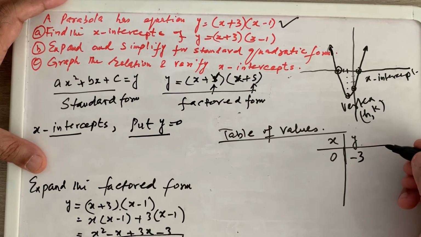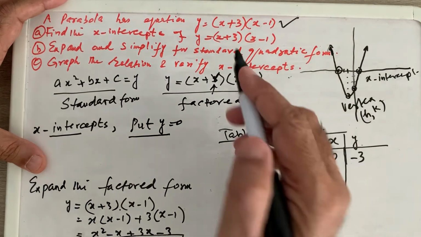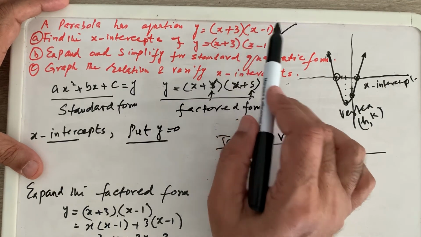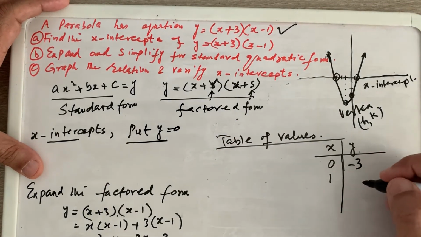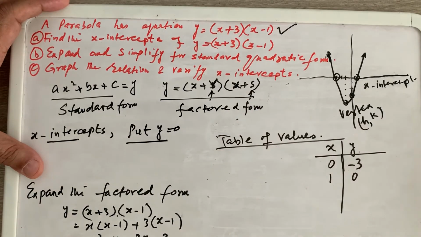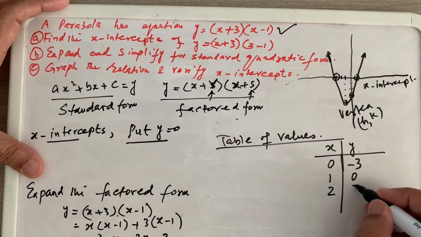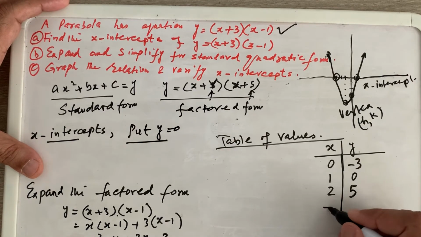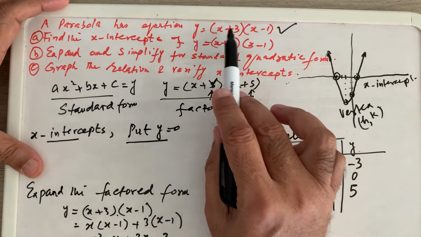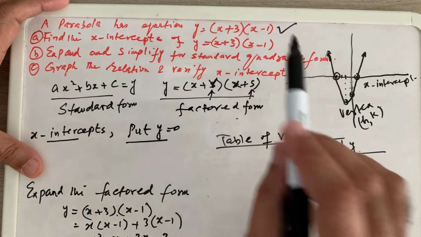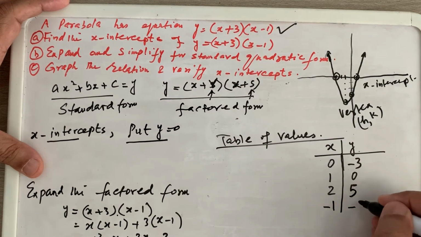And if I put x equals 1, let me calculate here again. 1 plus 3 is 4, and 1 minus 1 is 0. So if I put 1, my value of y is 0, right? If I put 2, 2 plus 3 is 5, 2 minus 1 is 1, so if I put 2, my y value will be 5. Let's take some negative values. If I put minus 1, this gives me 2, and minus 1 gives me minus 2. So this comes out as minus 4.